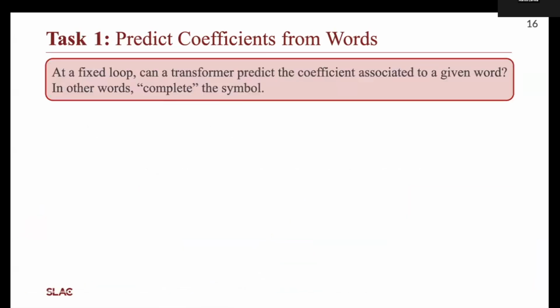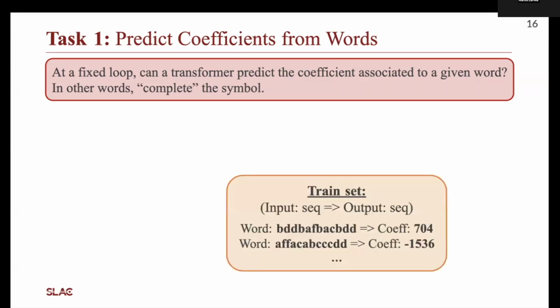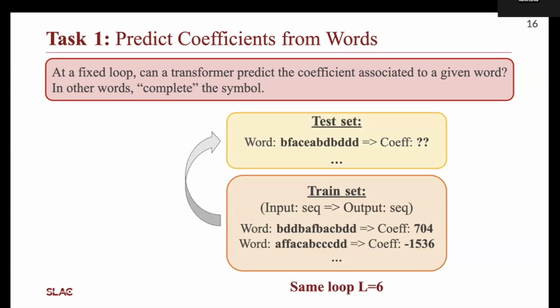Okay, so we come up with two tasks to test our machine. The first task is probably the simplest possible task you can think of for supervised learning. Basically, we have a training set at a particular loop order, and we let the model see the word and its corresponding coefficient. Then at test time we give it another word that the model has never seen and ask the model to predict the coefficient. So again, this is the most classical supervised learning setup we can think of.